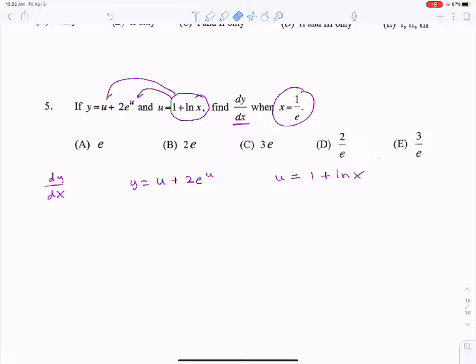So we have our function, and we said we need to take the derivative of it with respect to y. So I get y prime equals u prime plus 2e to the u times u prime. Okay? Did that implicitly. Next, we wanted to do maybe some substitution. So we were told we need to know what u is, which we know, and we need to know what u prime is, which is 1 over x.